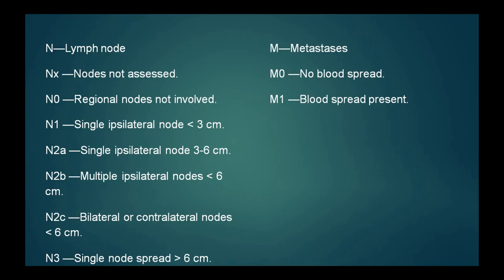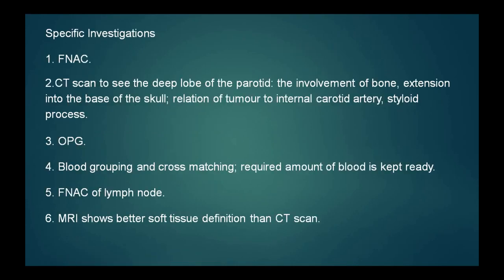And N3 is single node spread more than 6 cm in size. Coming to M staging, M0 is no blood spread, M1 is blood spread present. Now coming to specific investigation, FNAC, as you know, that diagnostic investigation is fine needle aspiration cytology.